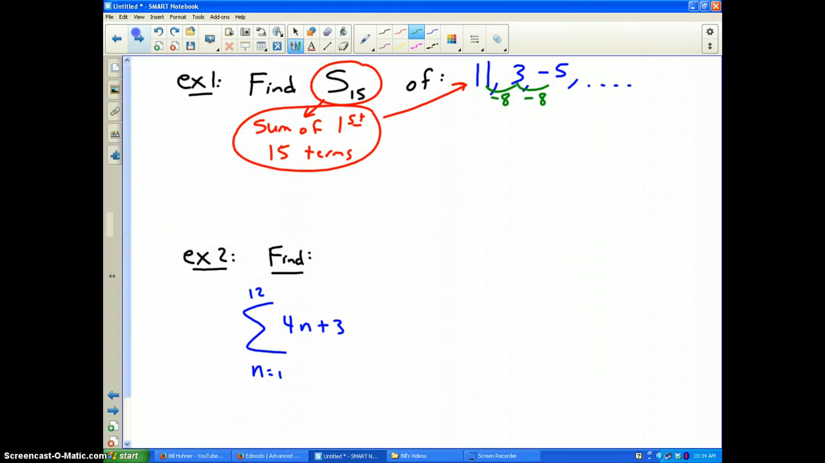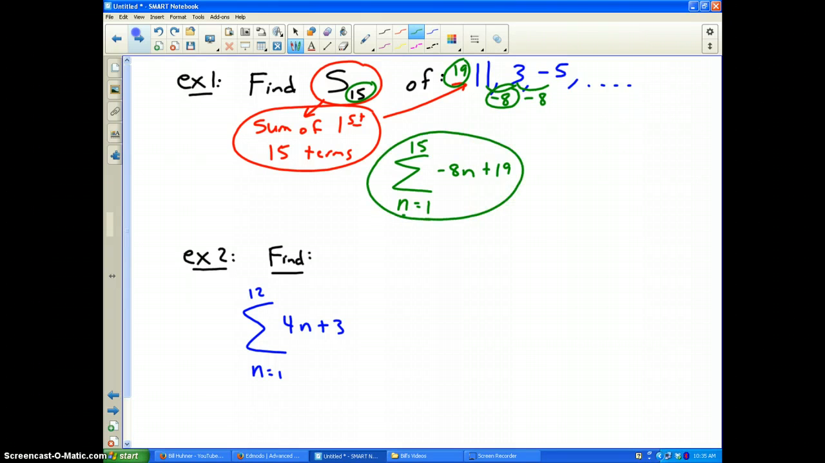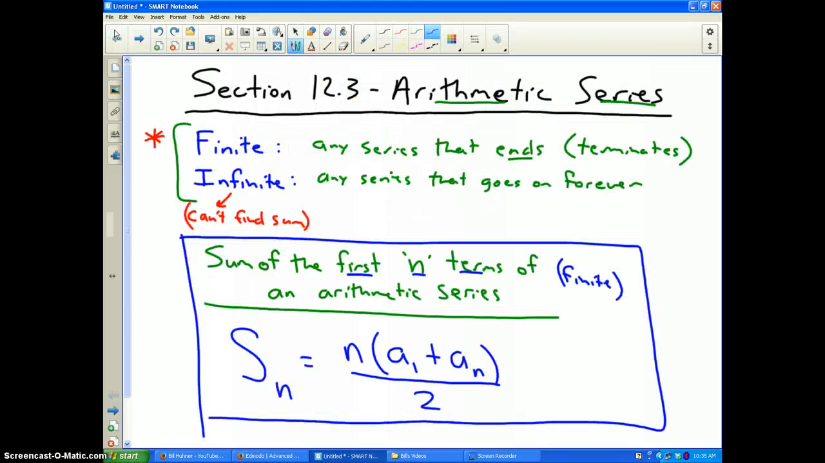So, if I was to write this in summation form, it would be the sum from n equals 1, and the top number is 15. And since it's arithmetic, we need to write our formula, which would be negative 8n, because that's the slope. And our 0 term, which is out front here, following the pattern, would be plus 19. So that's what we are finding the sum of. Now, if I go back a slide, it's arithmetic and it terminates. Therefore, I can use this formula right there.